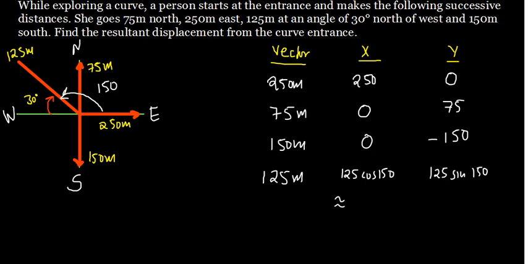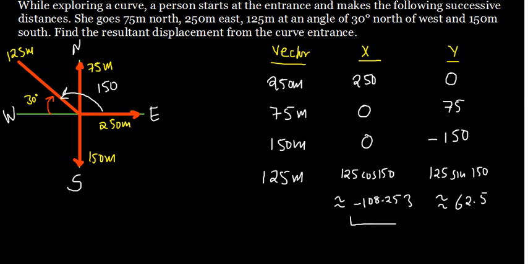That is going to give negative 108.25. That is 253. And then the other side, 125 sine of 150, you are going to get 62.5. It's 62.5. Alright, thank you. And it should make sense.